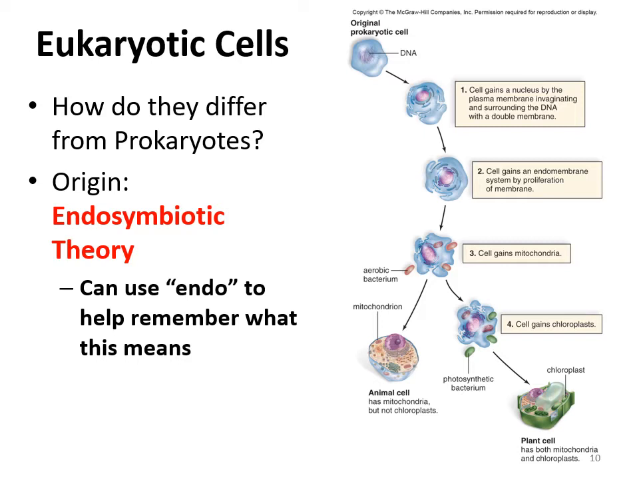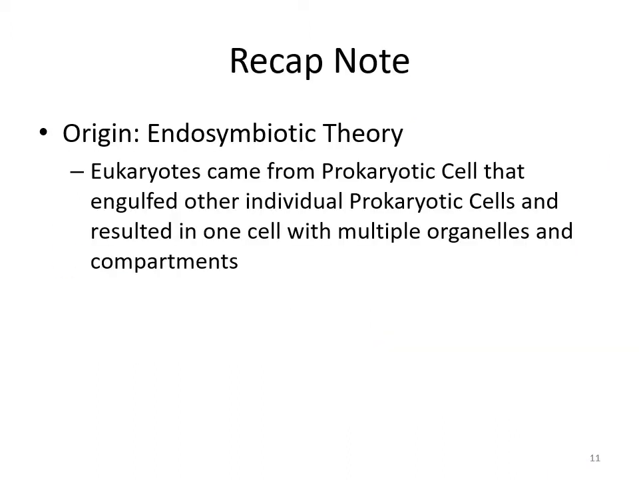The endosymbiotic theory means that eukaryotes came from prokaryotes that engulfed each other, meaning prokaryotes that ate each other. The easy way to remember that is ask yourself, what does endo mean? Exo means outside, endo means inside. So endosymbiotic means that prokaryotes took inside other prokaryotes, and ultimately we eventually got eukaryotes. So make sure you know what this term means. Here's another recap note slide, just so that you can jot down the theory information in case I said anything too quickly.